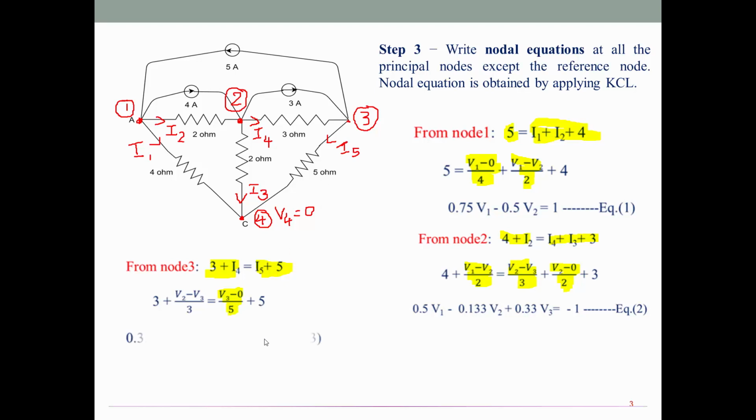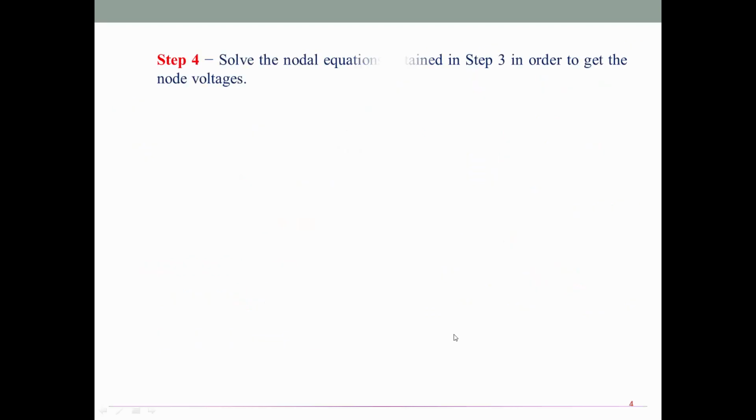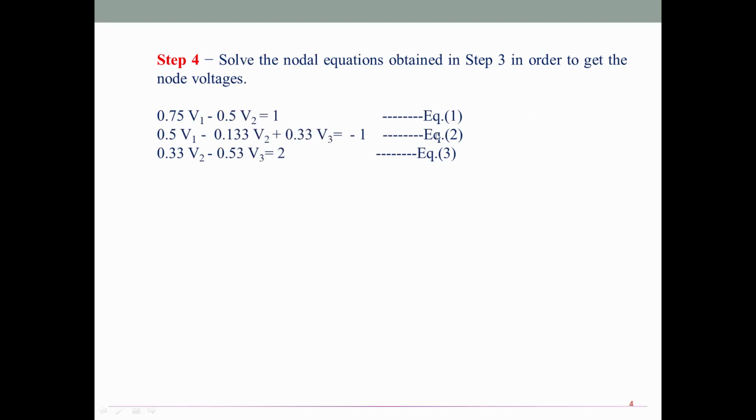Upon simplification of this equation, you may get 0.33 V2 minus 0.53 V3 is equal to 2 as equation number 3. Then step number 4. Solve the nodal equations obtained in step number 3 in order to find out node voltages. So we got 3 equations. Solving this using calculator or manually, you may get V1 as 1.6884, V2 0.5326 and V3 as minus 3.442 volt.